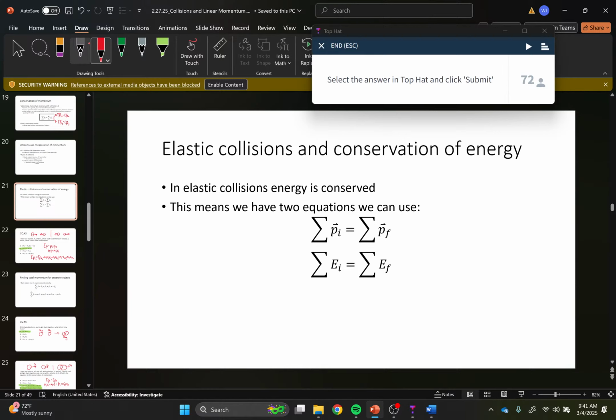Is this on the exam? This problem, I won't ask a problem that's involved mathematically, but it is important to know that energy is conserved in an elastic collision. So there might be something like that.